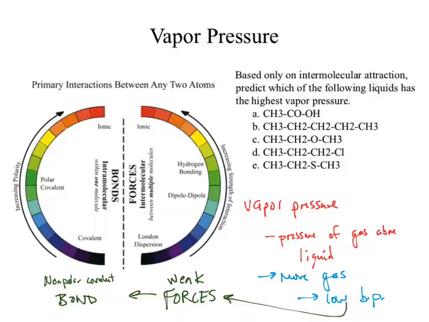So why is this question interesting? We started at vapor pressure with a definition. We then said that vapor pressure definition was a little bit too vague, so we said it means more gas. Well, I get more gas because I have a low boiling point. I have a low boiling point because I have weak forces. I have weak forces because I have a nonpolar covalent bond. And after all of that, now I can answer the question.